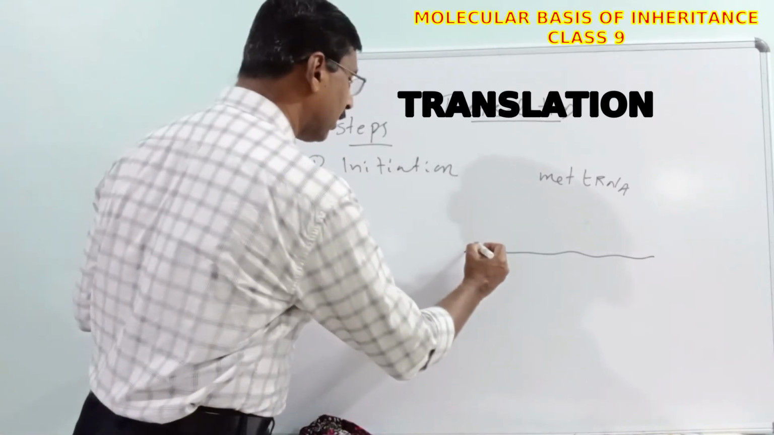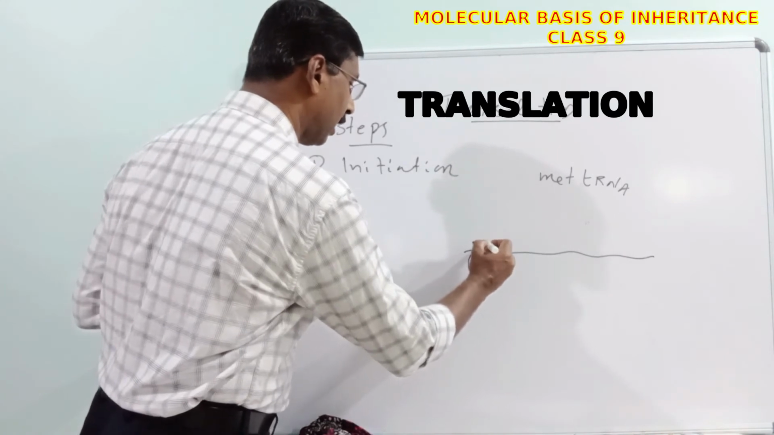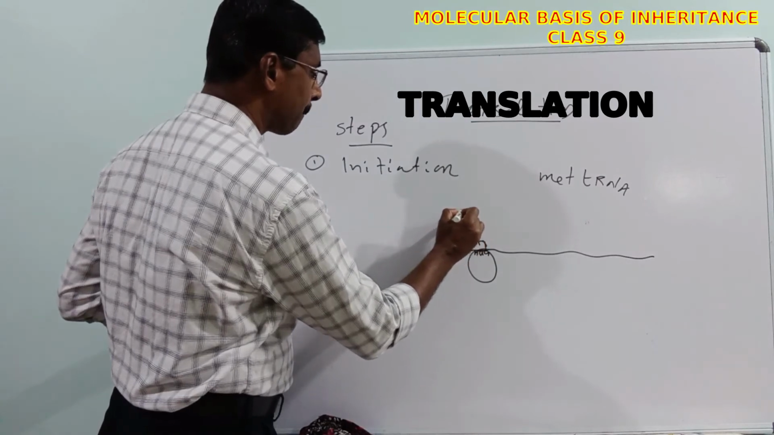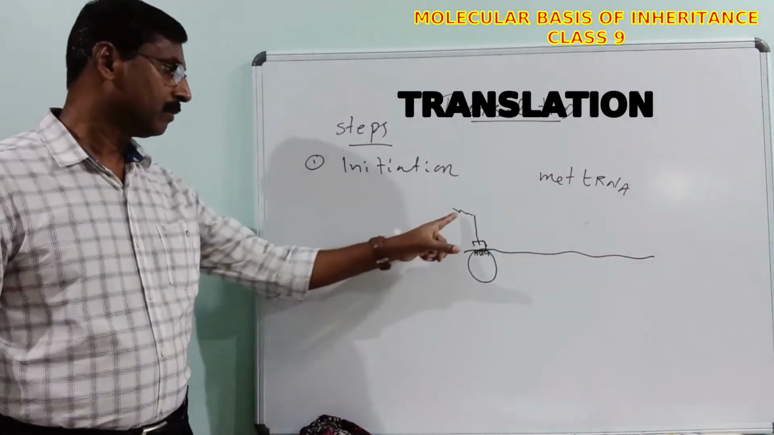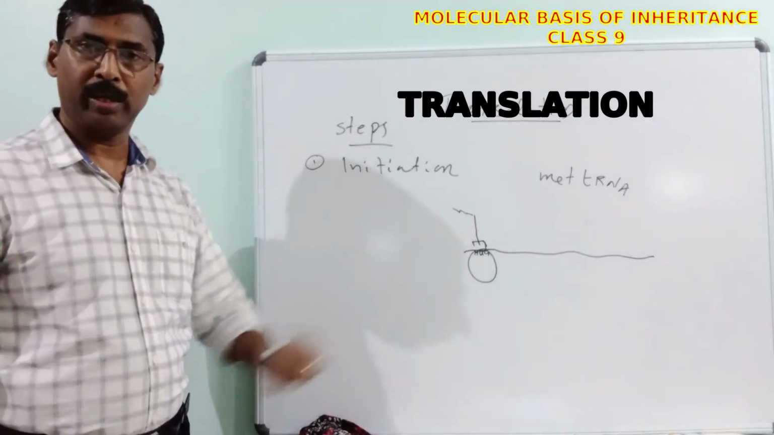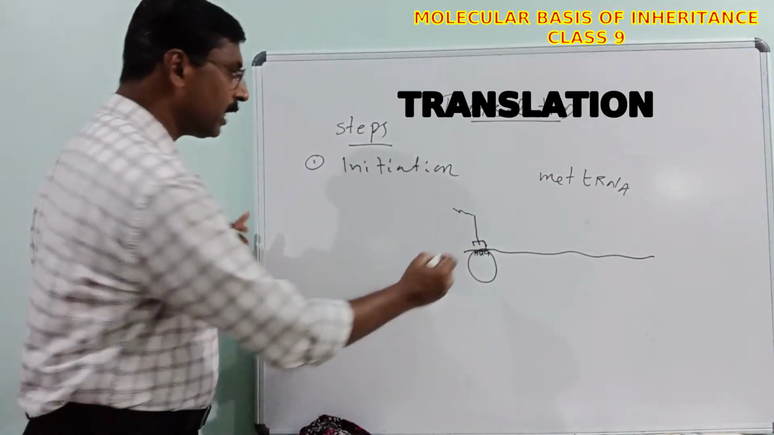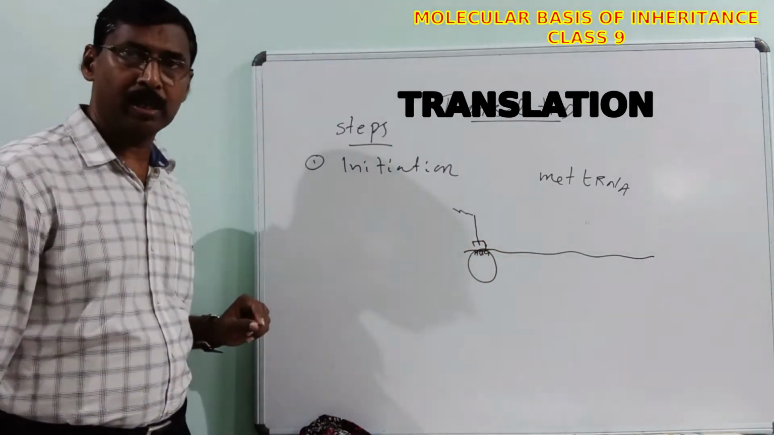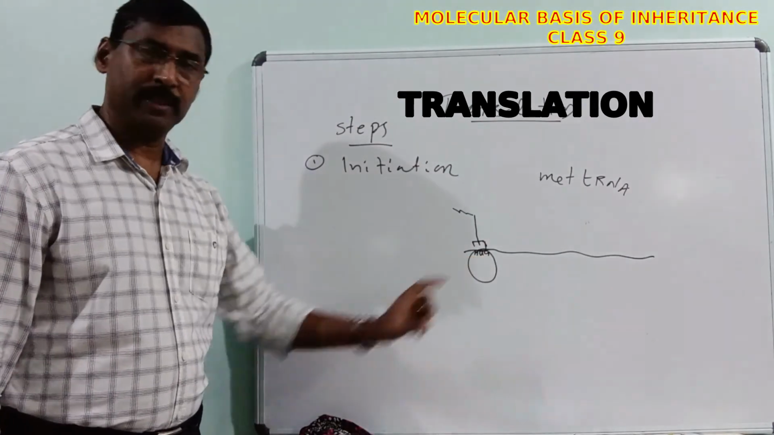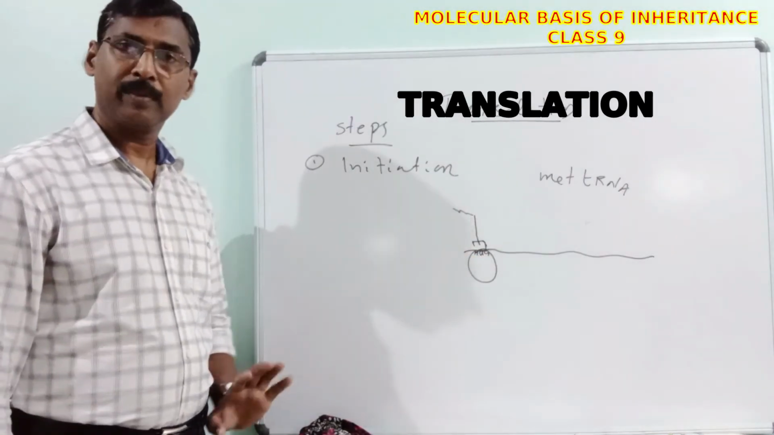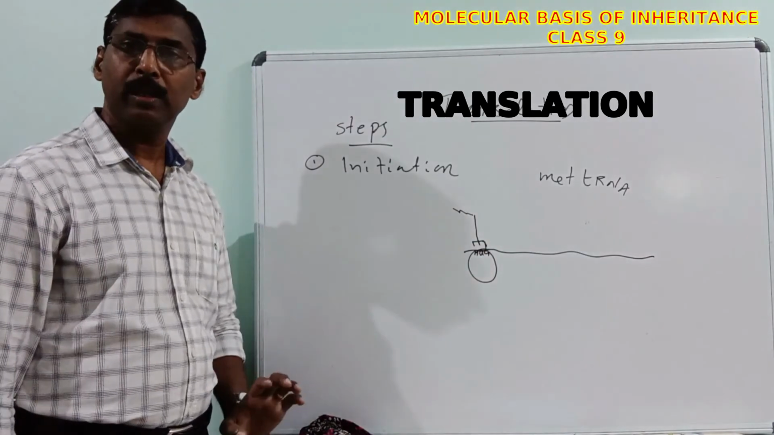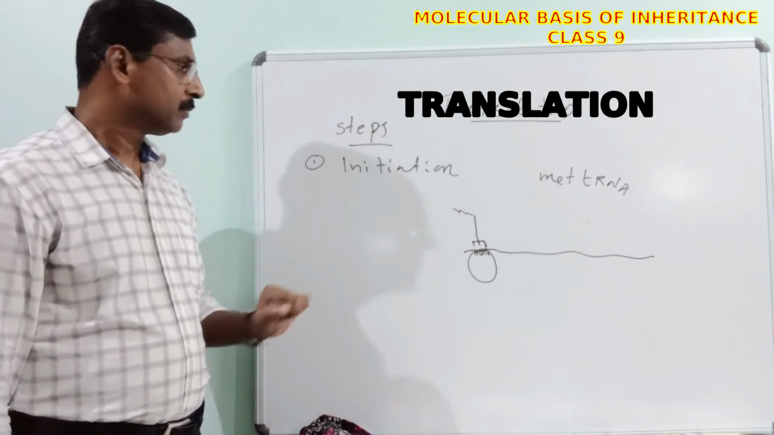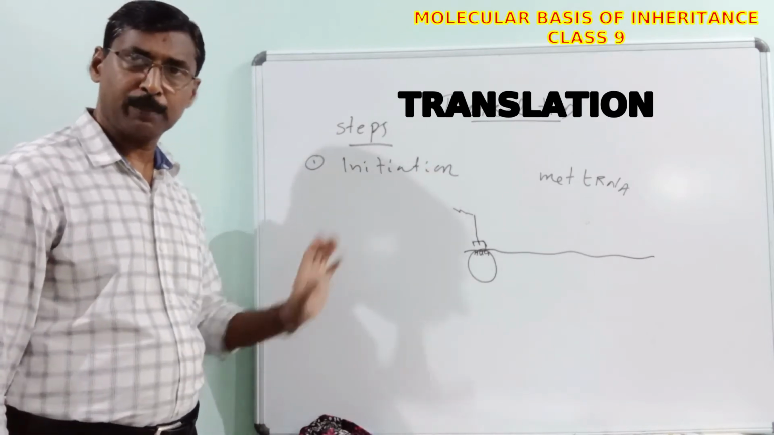And with this anticodon, suppose this is the anticodon arm, this is a transfer RNA, and this is the amino acid. This is the amino acid methionine. So by using this anticodon, it establishes a temporary base pairing with the codon AUG and remains there. So the first amino acid has come to the site of translation, that is methionine. Now, that is the process of initiation.